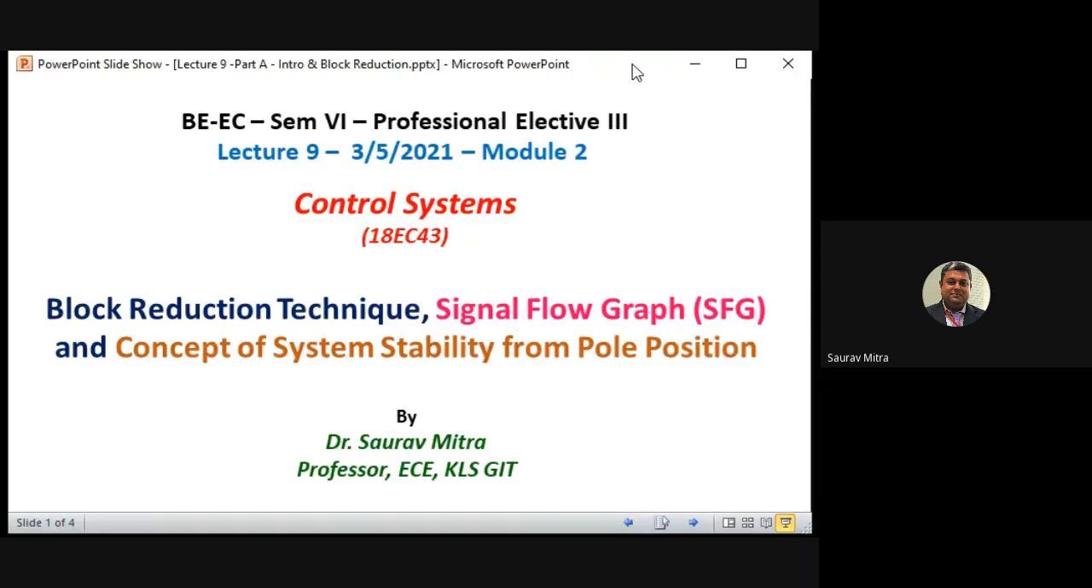But here, our first job is to find out the transfer function by using the block reduction technique. There are a lot of rules that we are going to discuss today, and signal flow graph. In signal flow graph, one unique thing is there. It looks a little difficult in the initial stage, but as we keep on practicing, you can write down the transfer function of a very big system in one line. I will show you how to do that, but definitely in the exam you cannot do that. You have to show all the intermediate steps.